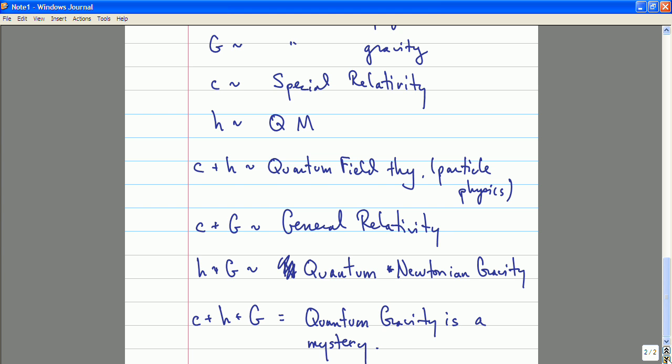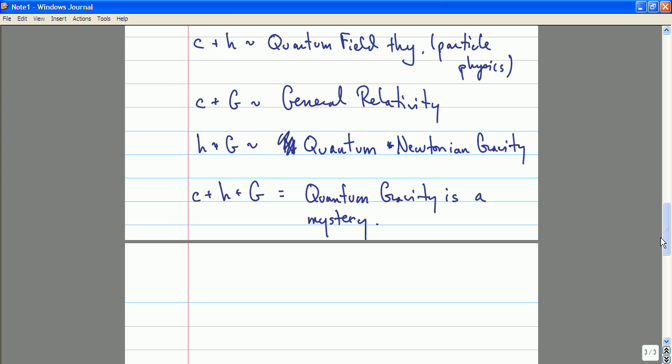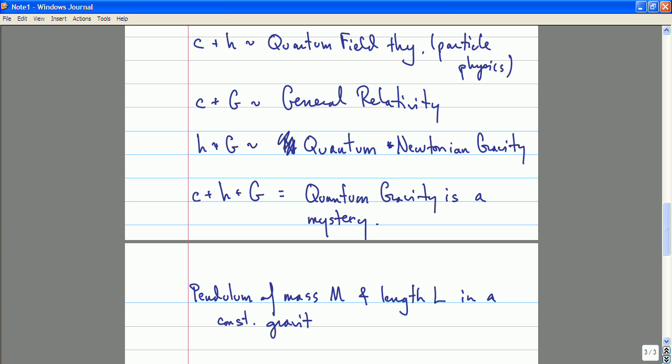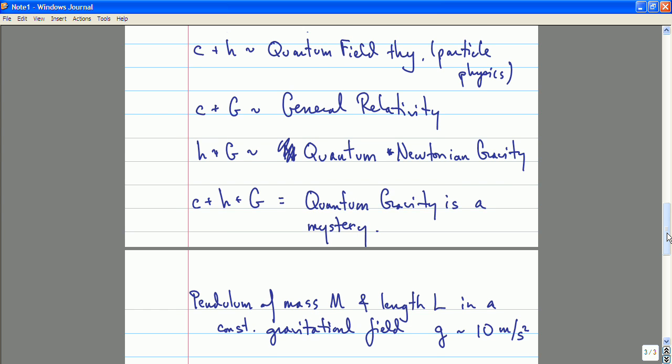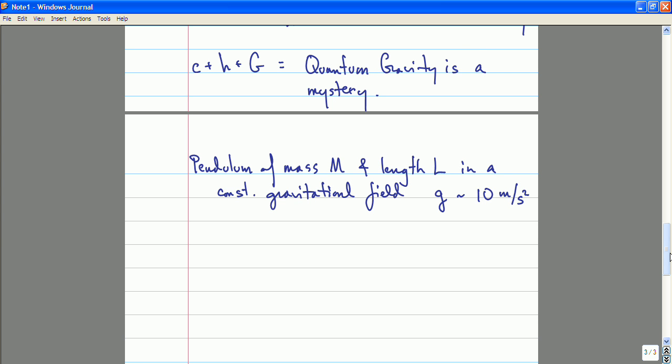So enough of this general nonsense. Let's go and understand a couple of examples. So let me start out with an example that I understand that Guy told you about on Friday, which is that of a pendulum of mass M and length L in a constant gravitational field. Say, the one in this room. So the acceleration due to gravity is then roughly 10 meters per second squared. 9.8 is equal to 10, by the way.